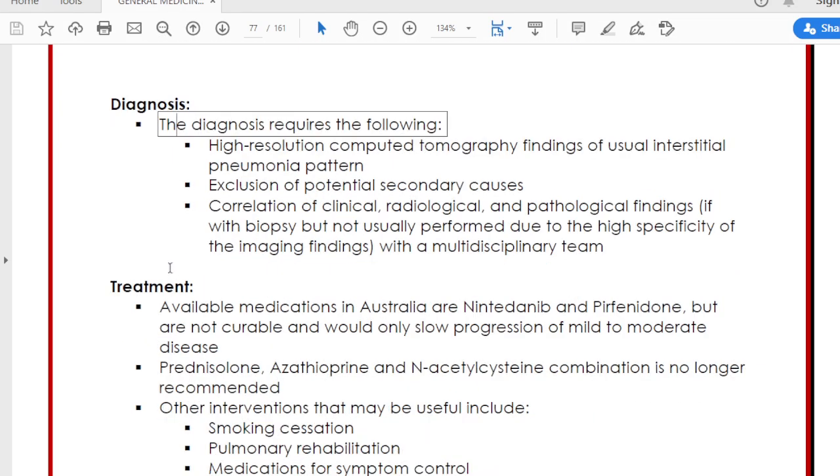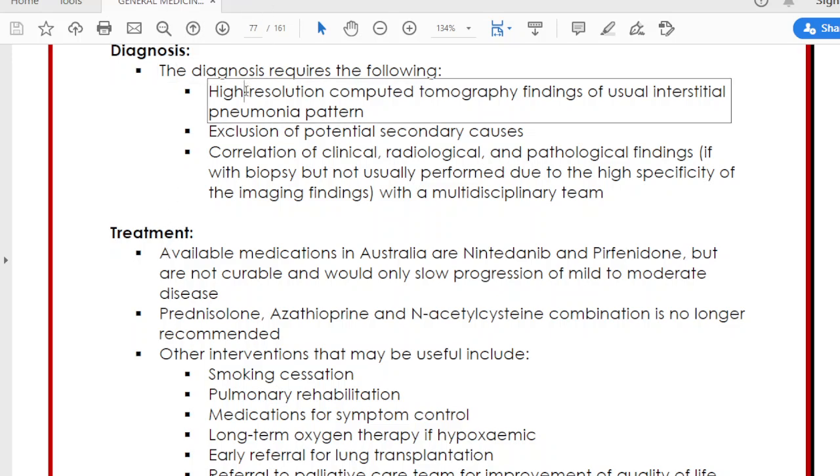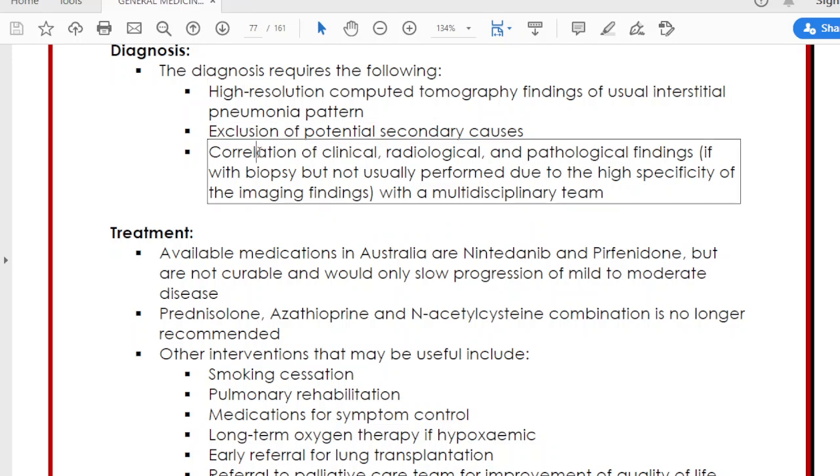Diagnosis. The diagnosis requires the following: high-resolution computed tomography findings of usual interstitial pneumonia pattern; exclusion of potential secondary causes; correlation of clinical, radiological, and pathological findings, if with biopsy but not usually performed due to the high specificity of the imaging findings, with a multidisciplinary team.